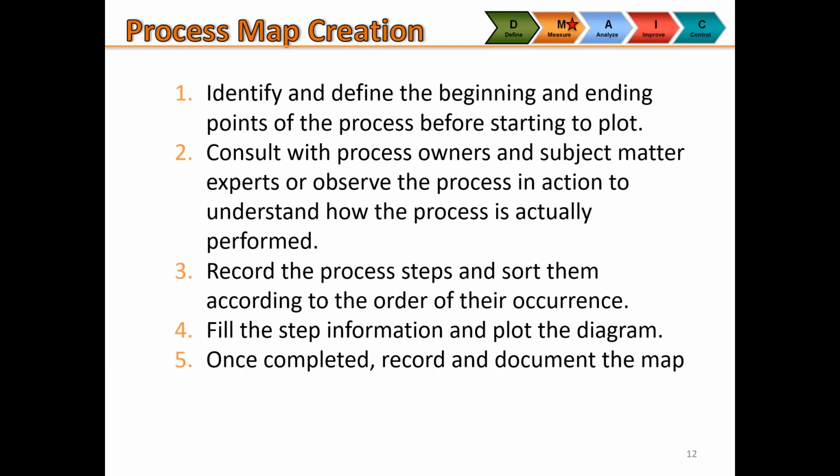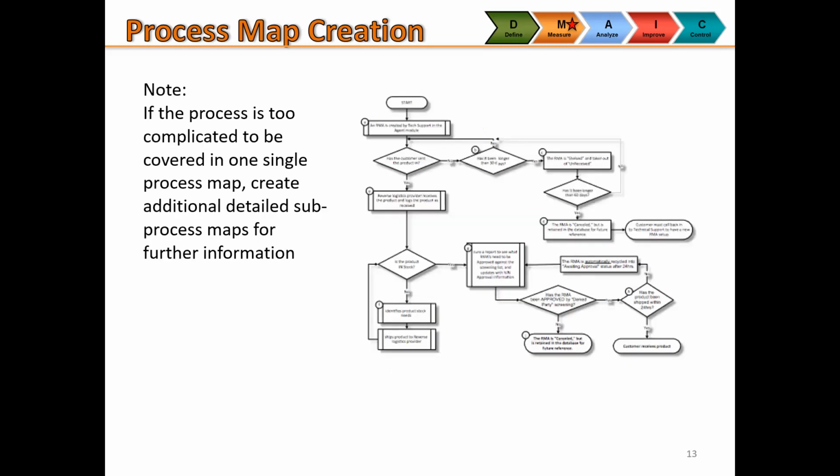We record the process steps and then sort them in the order of occurrence. And we fill in the step information, plot the diagram. And once completed, record and document the map. So if the process is too complicated for one map, you can do additional sub-process maps. But here we have a start and a finish. The diamonds are all decision boxes. And the work just flows from person to person.